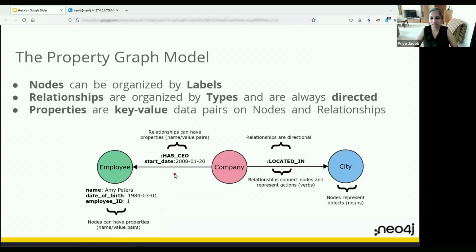And of course, you can extend this model to have as many entities in terms of nodes, relationship types, and properties that you may wish to model.